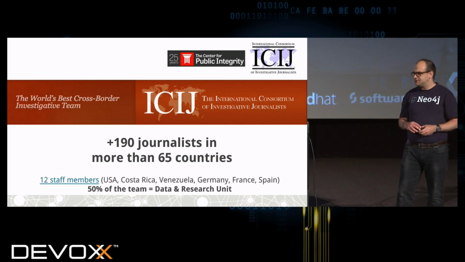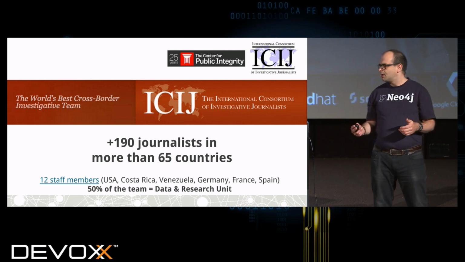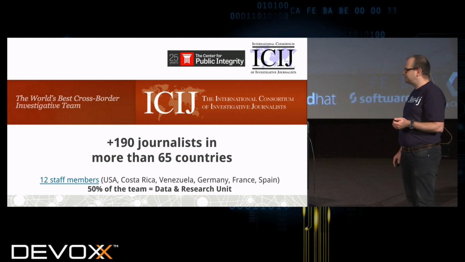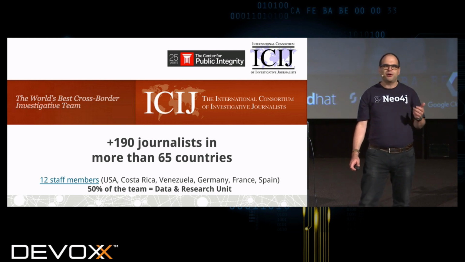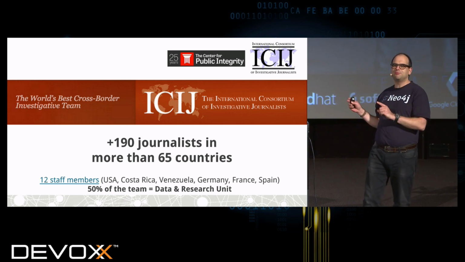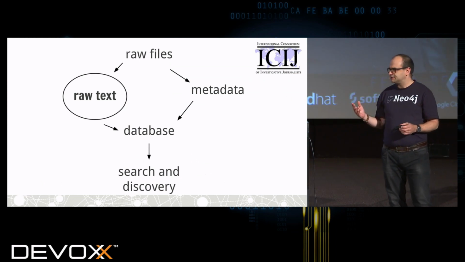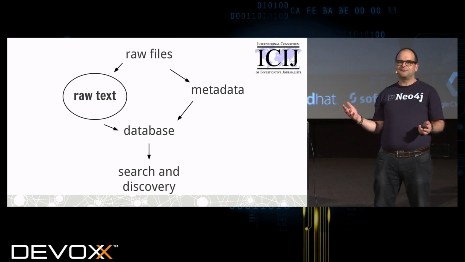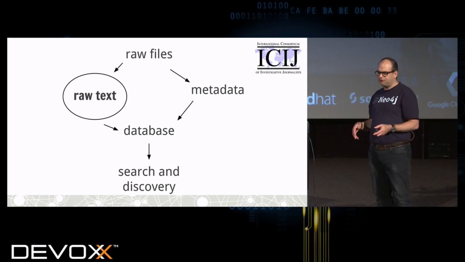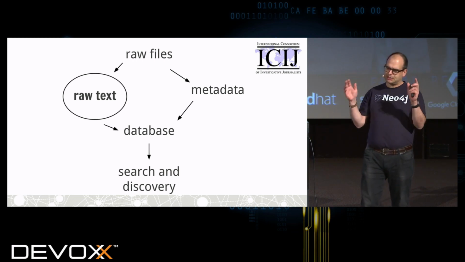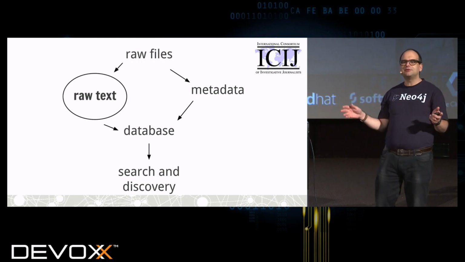The staff of ICIJ is pretty small. It's 12 people who work there full time, and out of the 12 people, it's 50% who work on data and do data research. So apparently there were 6 people working on that huge amount of data. So what did they do? Basically, they had been delivered a whole mess of data. It consisted of emails, Word documents, Excel, Access databases, and all the fun, and also a huge amount of scanned documents.